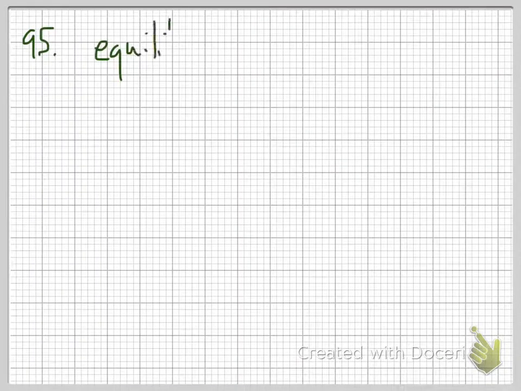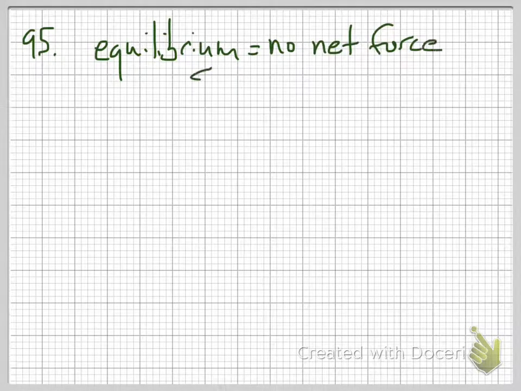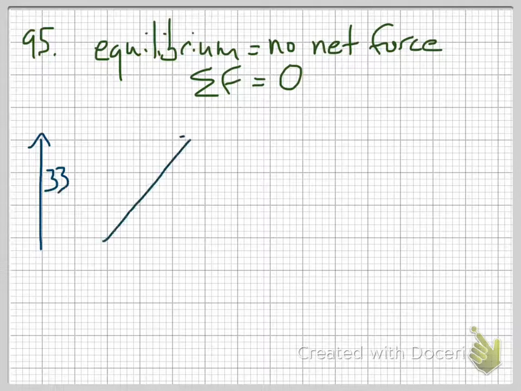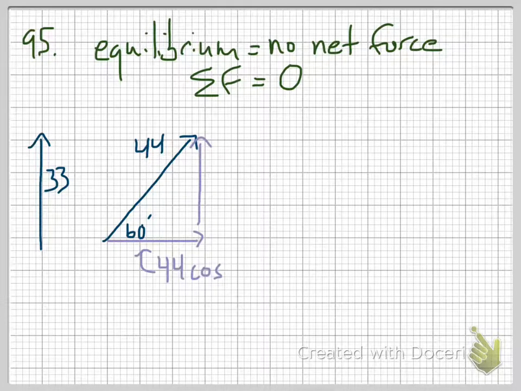Number 95, these problems are forces in 2 dimensions. Remember what the word equilibrium means. Equilibrium means that there is no net force, which means that the sum of the forces is equal to 0. So we're given a couple things here. We're given a force in the up direction, straight up, 33 newtons, and then we're given a force at an angle. We can't deal with angles.